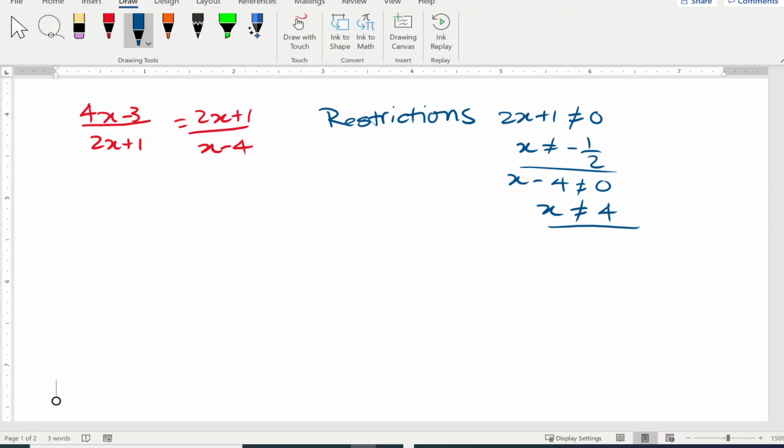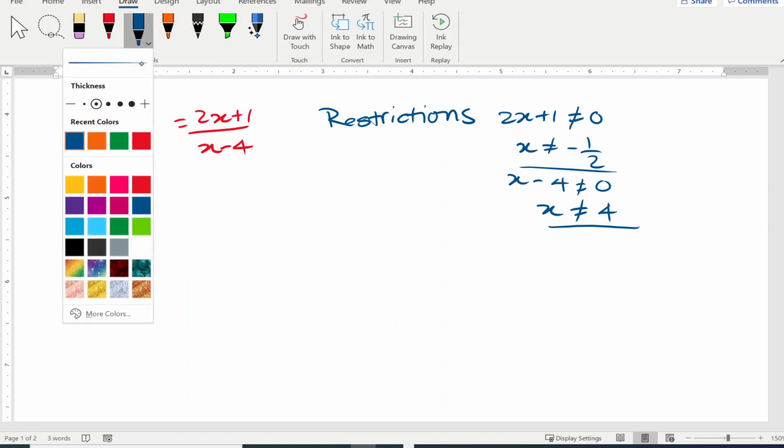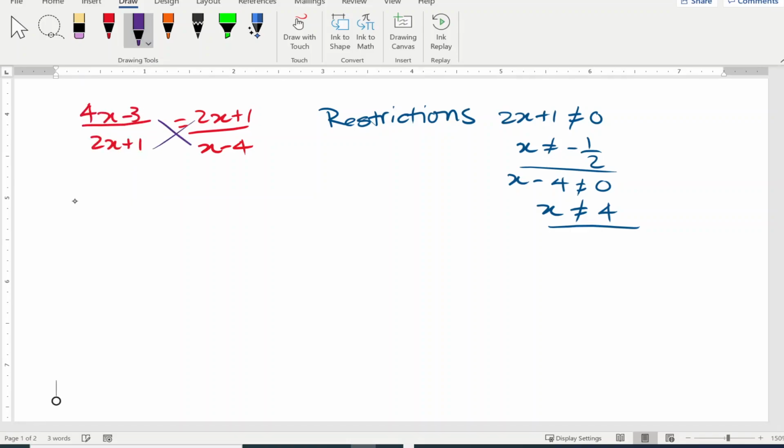Now, again, we're going to cross multiply here. So this gives us 4x minus 3. I'm putting brackets around this because we're going to have to FOIL. So 4x minus 3 times x minus 4 is equal to 2x plus 1 times 2x plus 1, or 2x plus 1 squared.